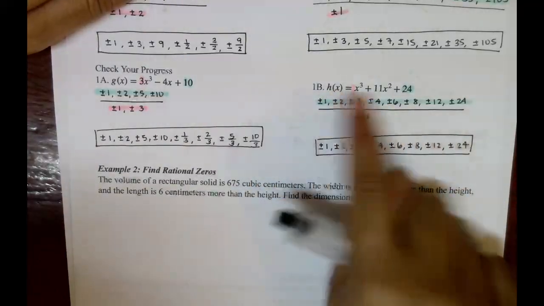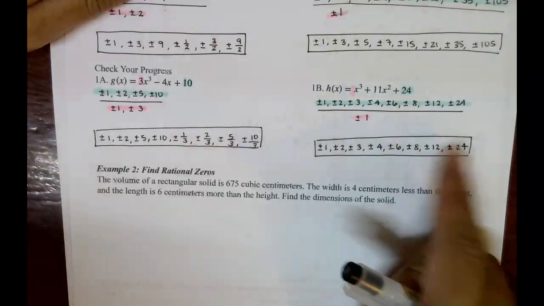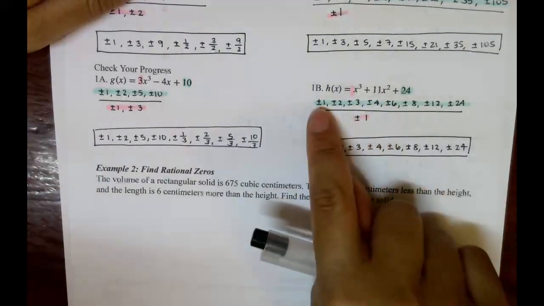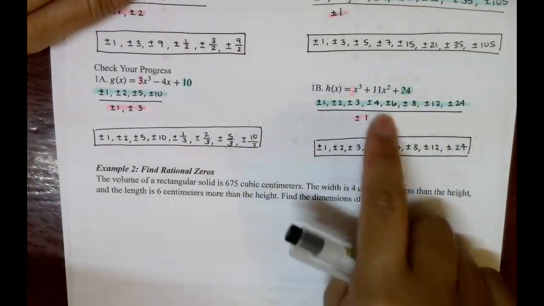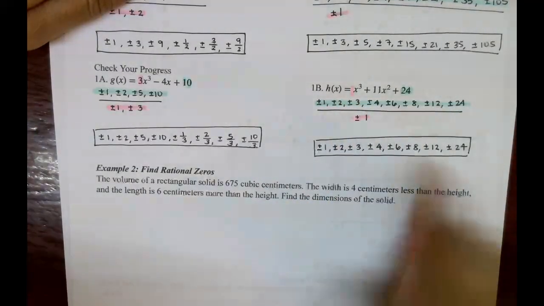For 1b, you should have gotten positive or negative 1, 2, 3, 4, 6, 8, 12, and 24. The top here is all my factors of 24. The bottom here is my factors of 1, which there's no need to write because it's the exact same list from the top.